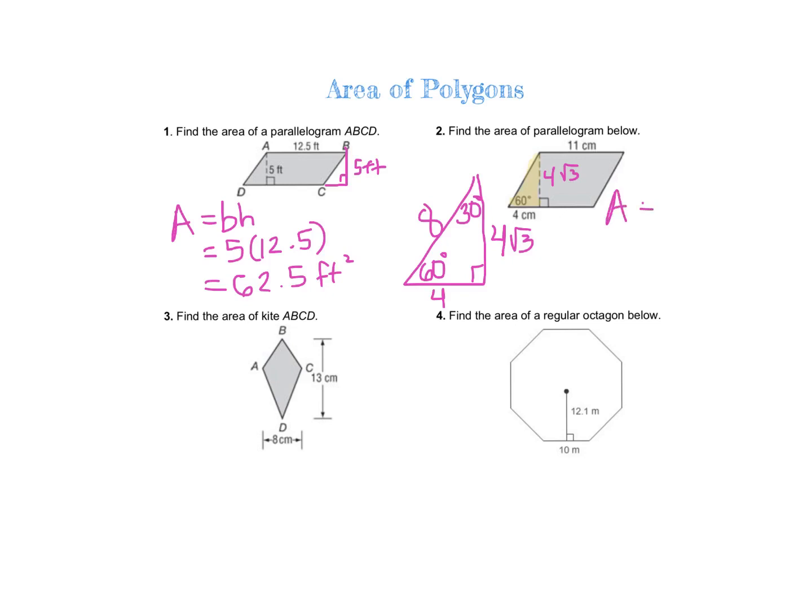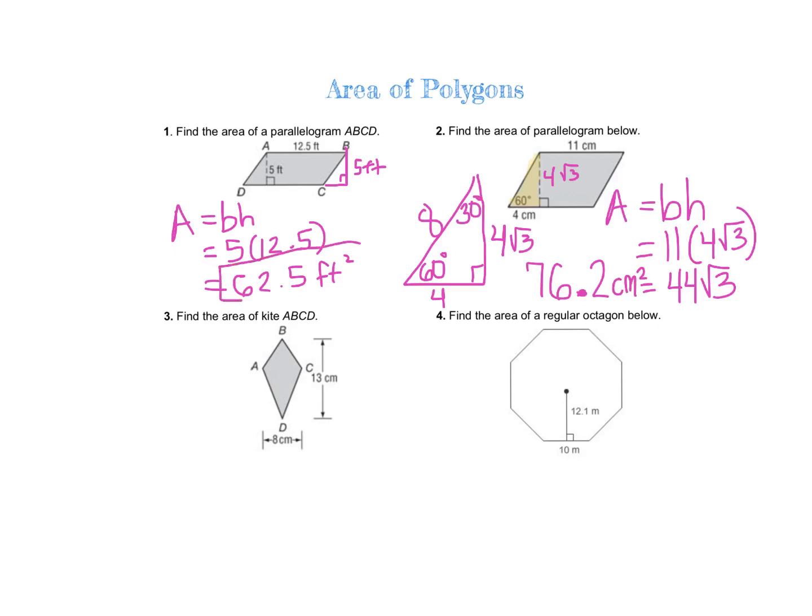So area is base times height. Again, the base is 11, and our height is 4 times the square root of 3. We can simplify this to get 44 times the square root of 3. And if you type that into a calculator, you should get 76.2 square centimeters. Let me go ahead and box my answers.